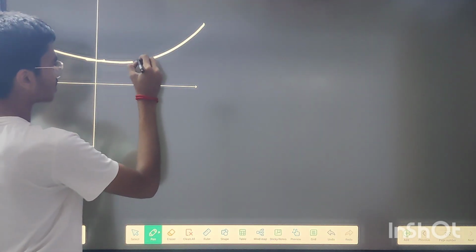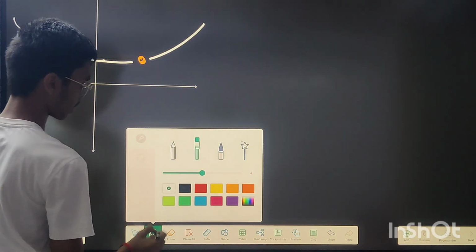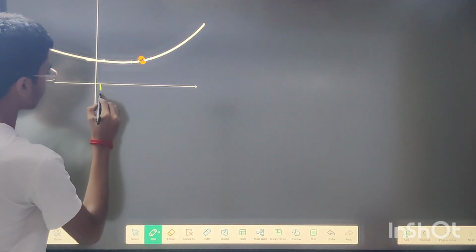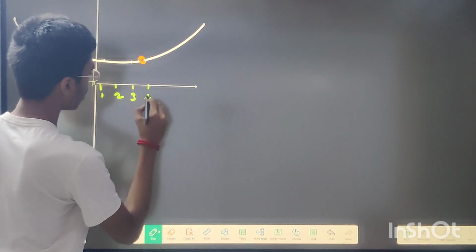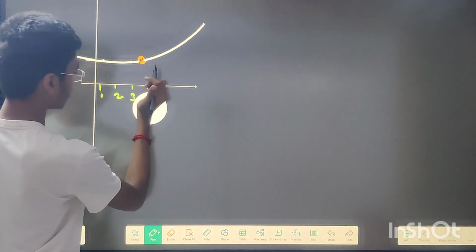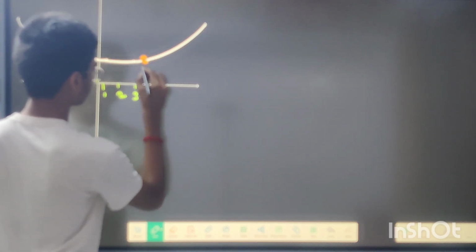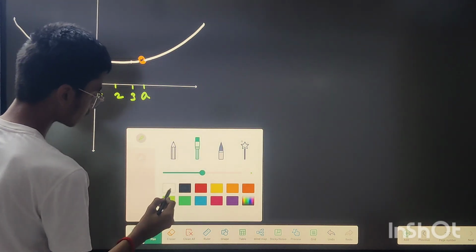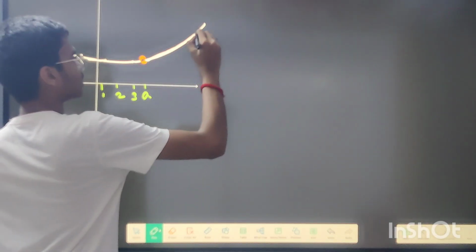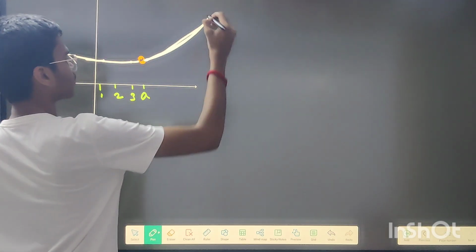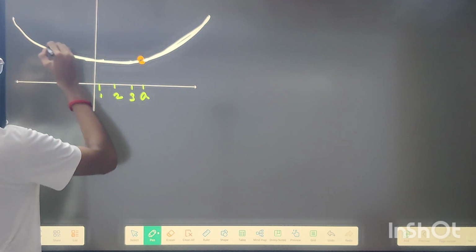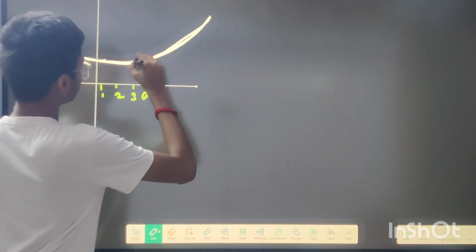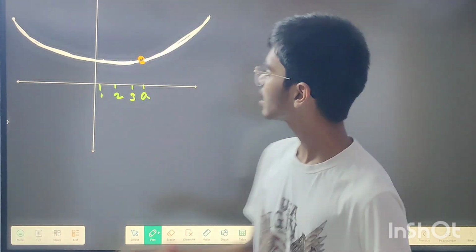And there will be a specific point that will be asked by the mathematician who sets the question paper. For an example, let it be this specific point. I will mark the numbers 1, 2, 3, 4, and let this be point A. So this graph means that at every point here, it is continuous. At every point here also it is continuous. They are asking us to find whether it is continuous at this point or not.